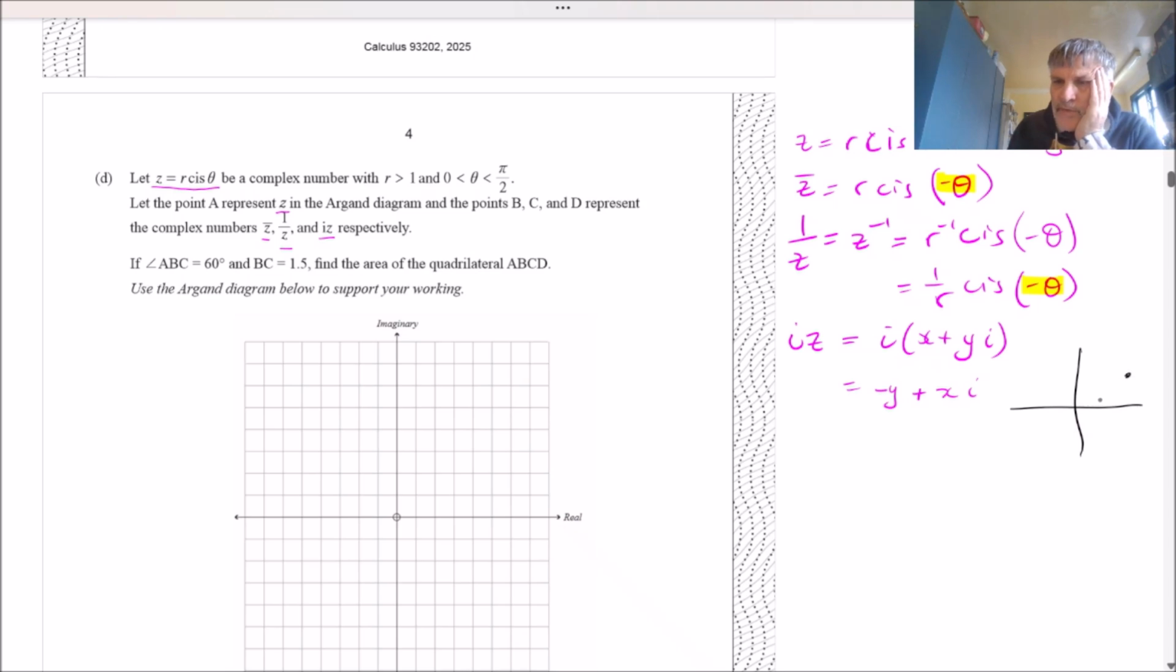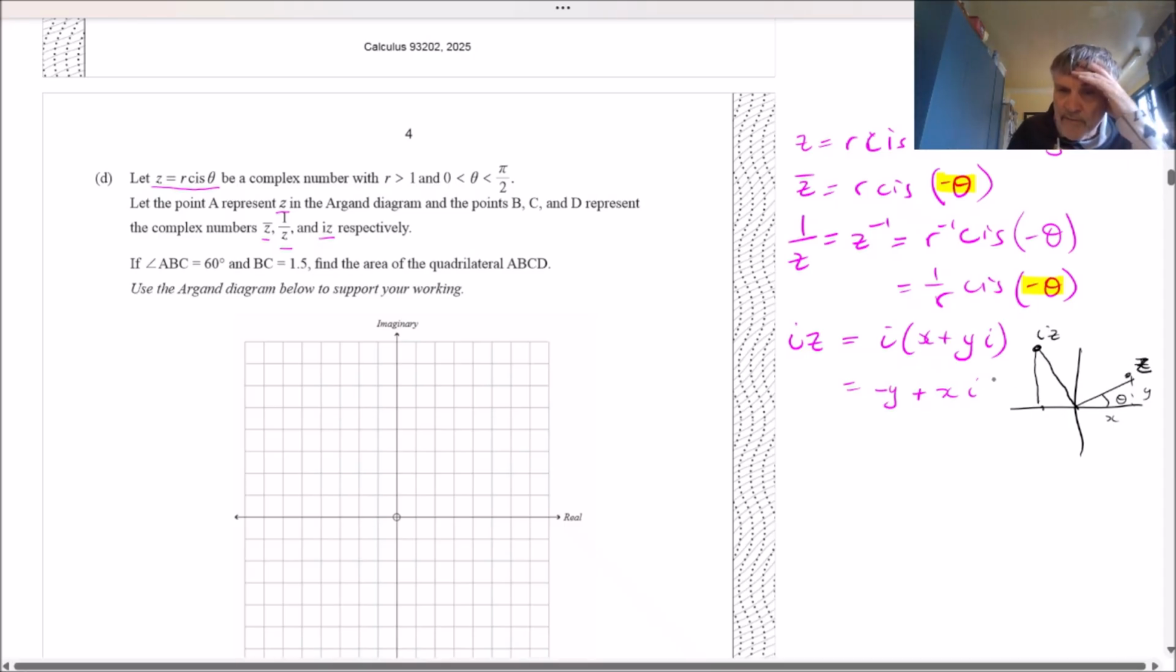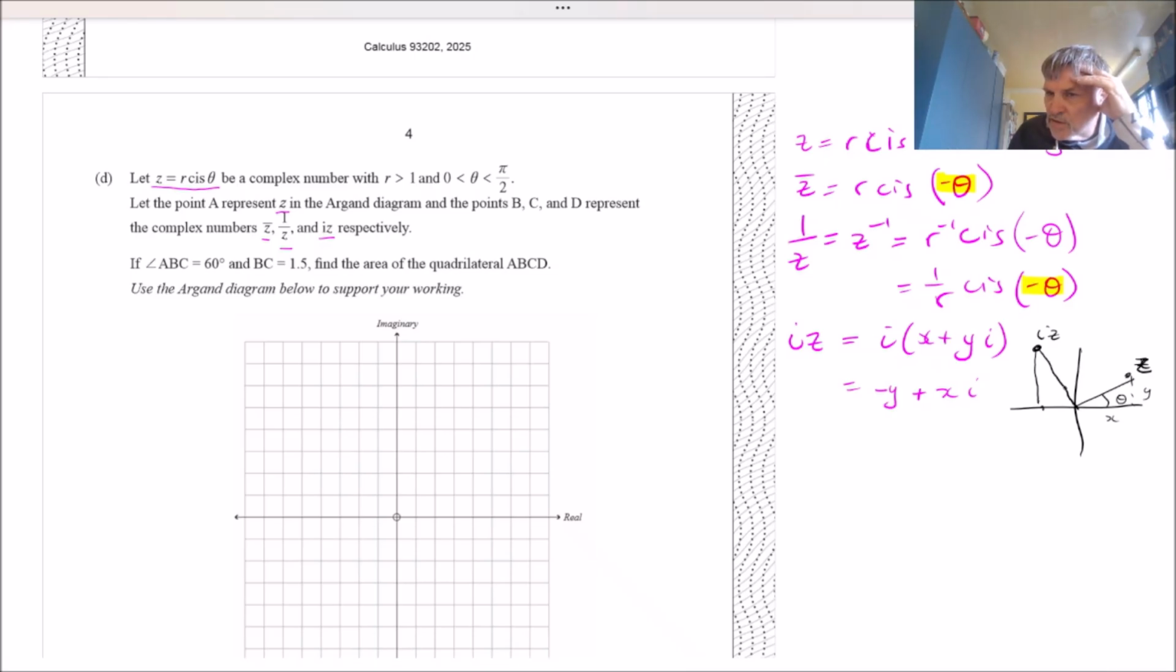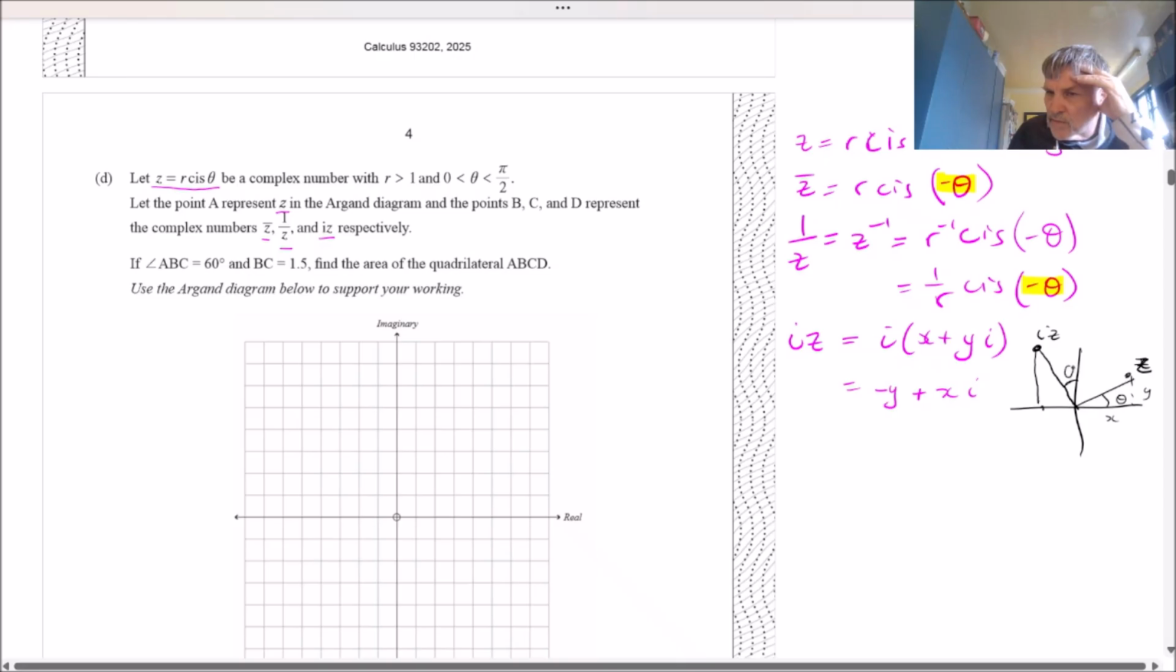handle on this. We've got our theta over here, so our x and our y. And this number here, it's minus y, so it goes back that same distance, and then up x. So we get this triangle and this complex number up here. So this is z, this is iz up here. And it's pretty easy to see from basic geometry that in similar triangles, this angle has got to be the same as this angle here.